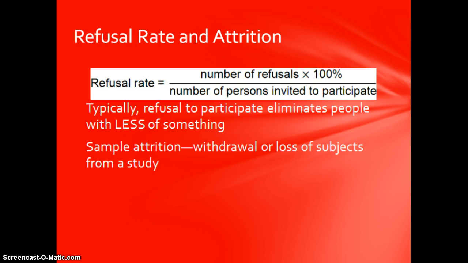A refusal rate is the number and percentage of subjects who decline to participate in the study. High refusal rates to participate in a study have been linked to individuals with serious physical and emotional illnesses, low socioeconomic status, and weak social networks. The higher the refusal rate, the less the sample is representative of the target population.